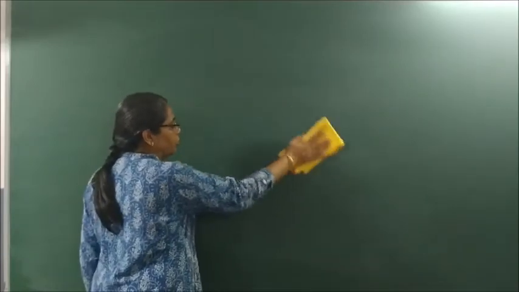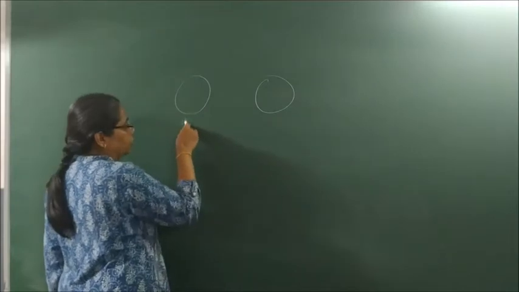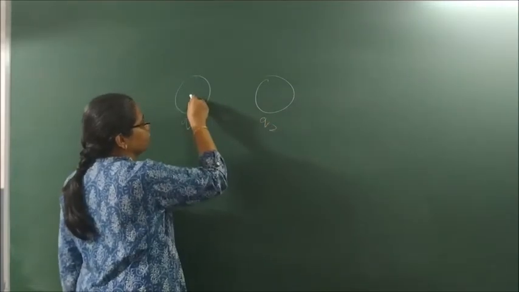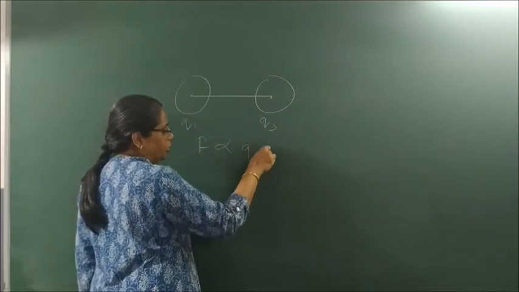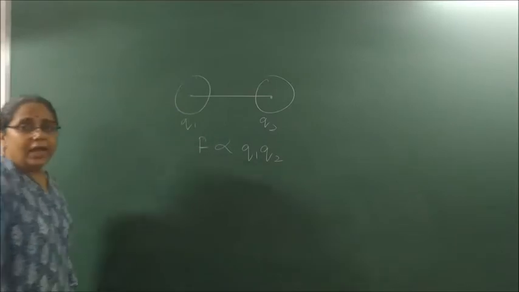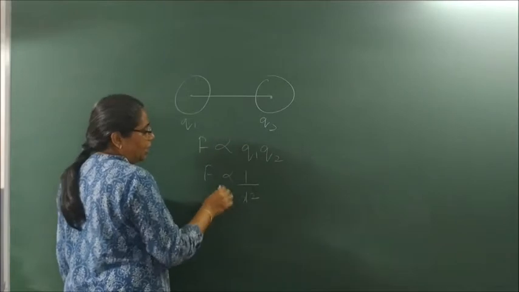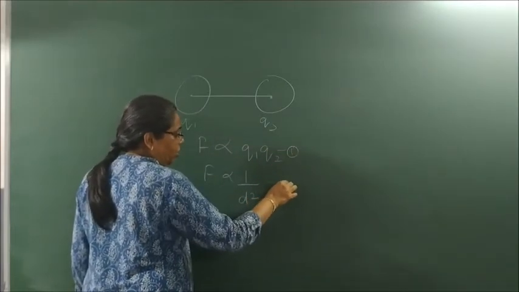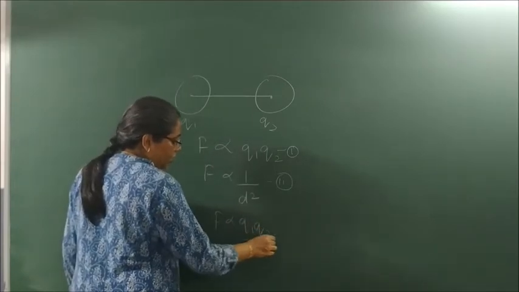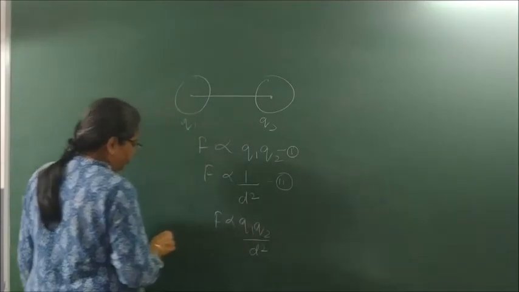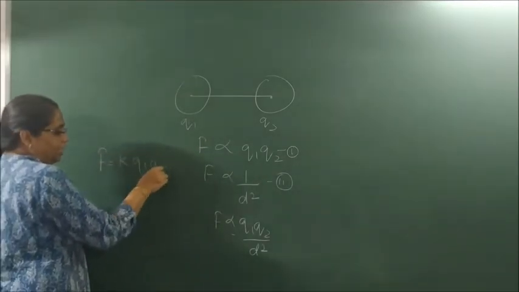We said Coulomb's law basically says that if there are two charges, Q1 and Q2, separated by a small distance d from each other, then the force acting between them is directly proportional to the product of magnitude of charges and inversely proportional to the square of distance between them. If I combine 1 and 2, I get F is proportional to Q1 Q2 by d square, which means if I remove the proportionality sign, I multiply it with a constant k: k Q1 Q2 by d square.